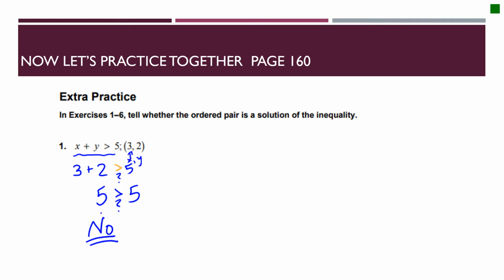So if it says 3 plus 2, 3 plus 2 is 5. So the question is, is 5 greater than 5? Well, that would be no, because it would have to say 5 greater than or equal to 5 in order for that to be true.